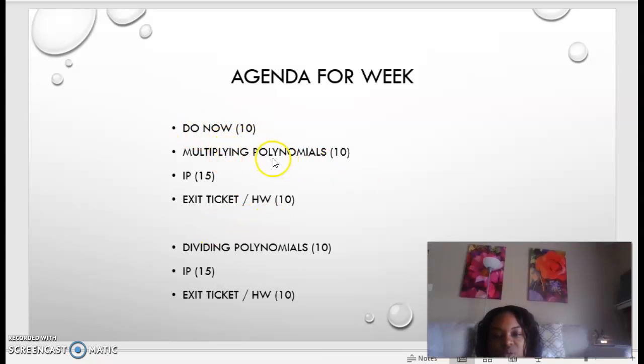So there's a do now. We're going to be multiplying polynomials. There's going to be some practice problems and then the exit ticket / homework assignment. And then we're going to cover dividing polynomials, some practice, and then an exit ticket / homework.